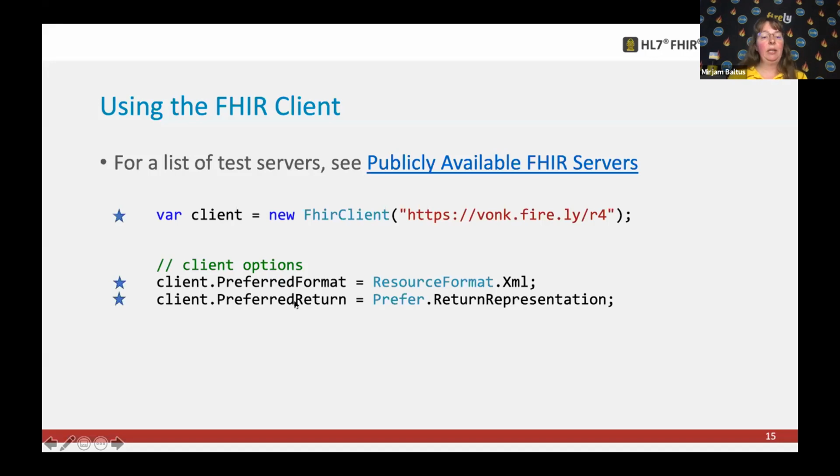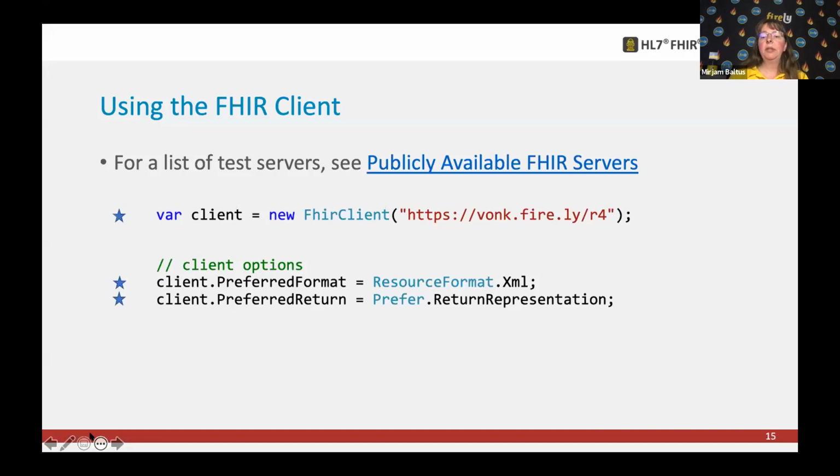You could set any options on there if it's important to you. So you could say something like, I prefer to get back XML, or whenever I create something, I want the server to send me back the representation of the resource as well. So there's a couple of options that you can use to tailor that client to your needs. Usually starting out with the default option is enough, but if you find that you need extras, then just take a look at the options you have.